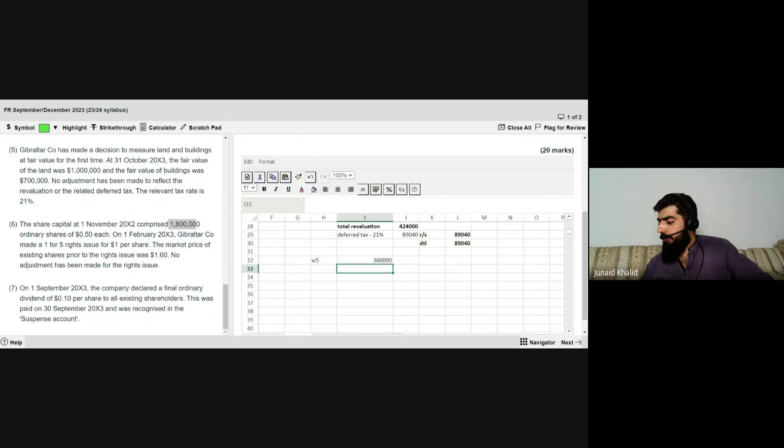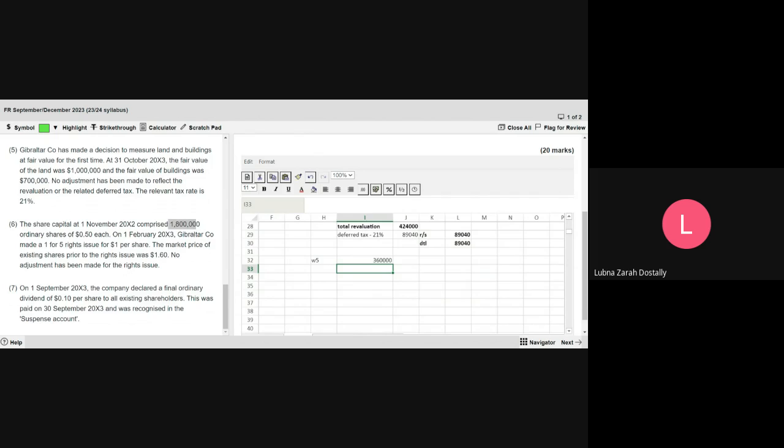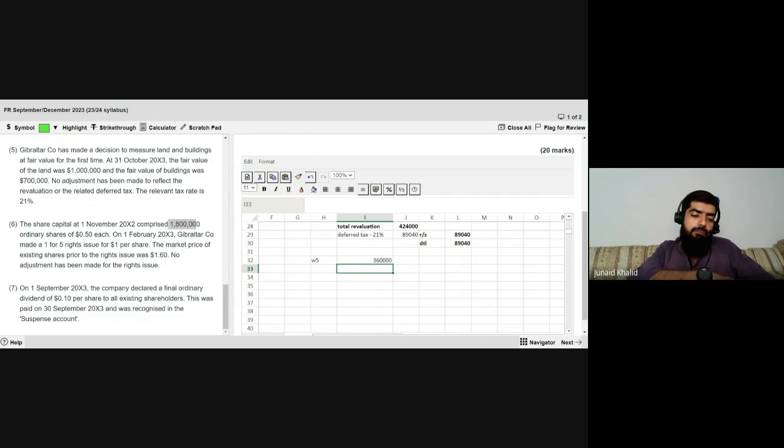Is this clear to you? Yes, for every 5 shares, they will get one additional share. So it means the company will be issuing 3,60,000 ordinary shares, 3,60,000 right shares.